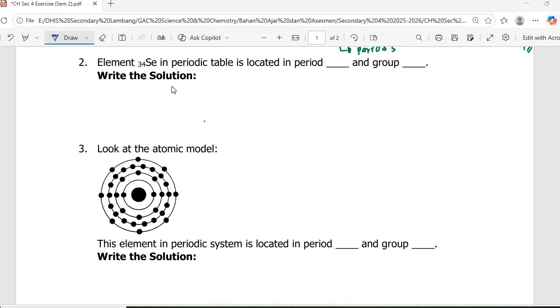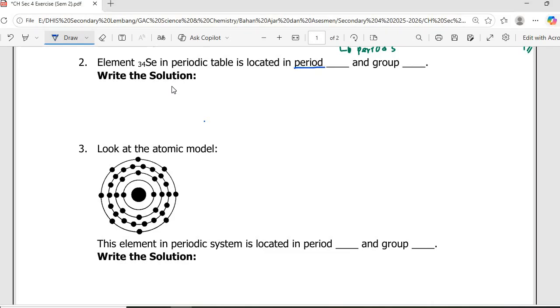Okay, so let's move to the next questions. Question number 2: the element selenium, Se, has atomic number 34 in the periodic table. It is located in what period and also what group? Now, to answer the question, this is almost the same as the previous question, number 1.